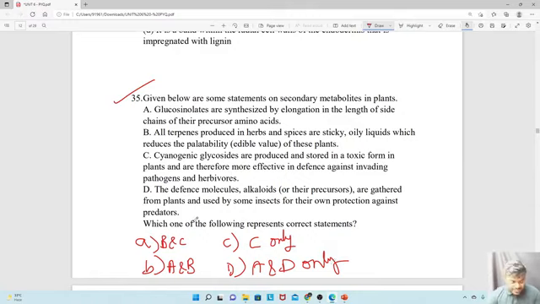They're asking correct statements. Sumaya, what is your answer? D. For which question? 35. Jaya has given A. Sunita has also given A.